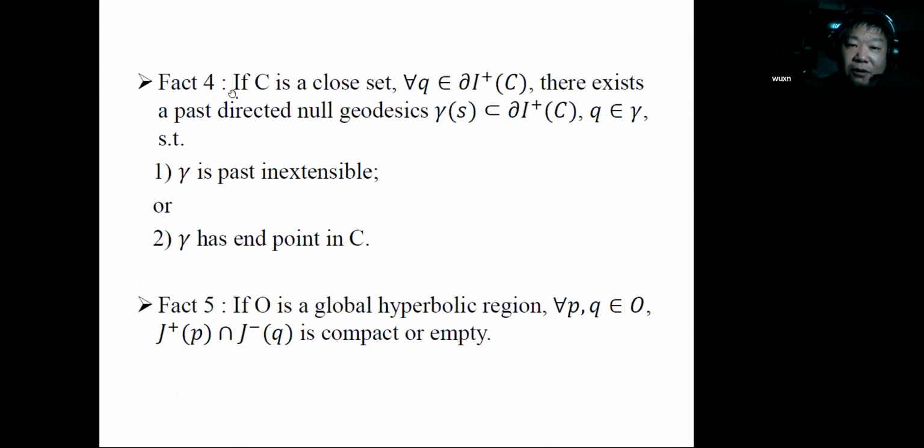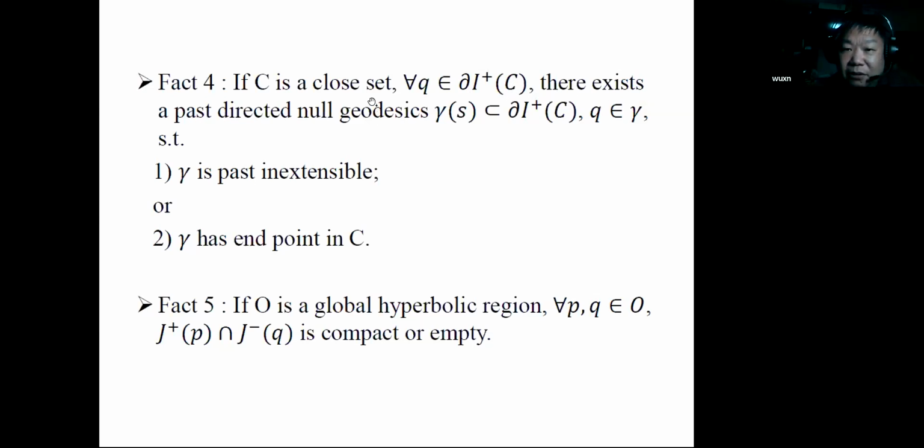Fact 4 is that suppose that C is a closed set, and any Q belongs to the boundary of the chronological future of C. That means the boundary of the I plus of C.